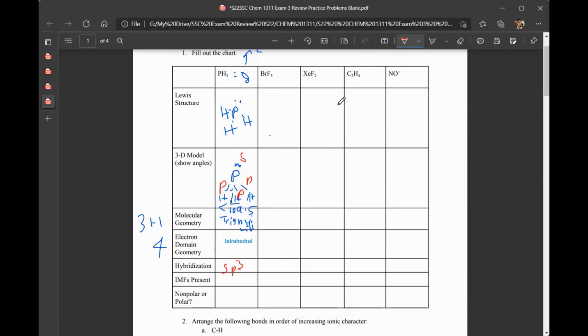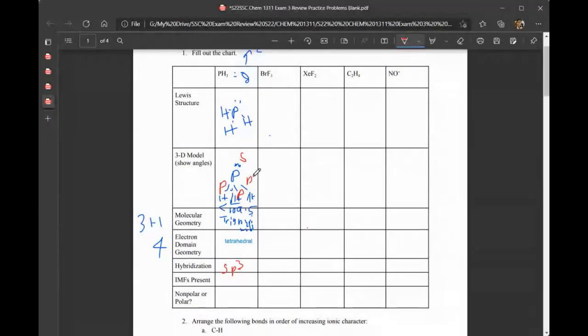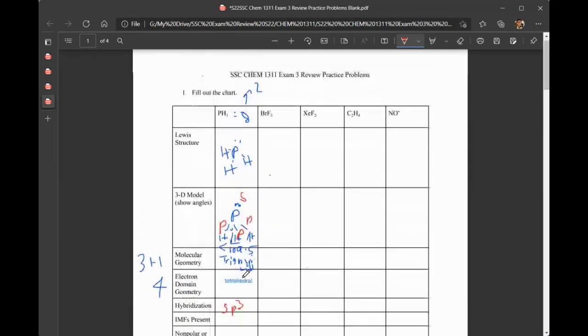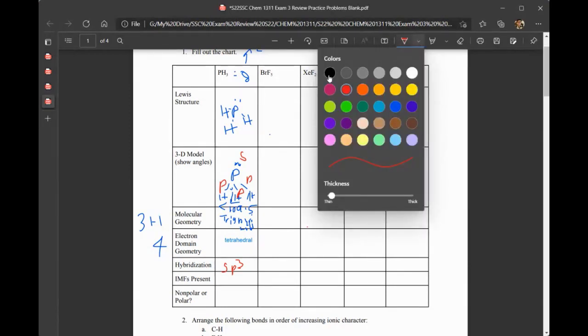Any questions on that? No? Okay. If there are no questions, then we can just move on. So next is the IMFs present, right? But to determine what intermolecular forces are present, we gotta take a look at the polarity of it. So if we look at the polarity of this vector, if we draw it, I'll go ahead and redraw the molecule just because it looks kind of messy down there.